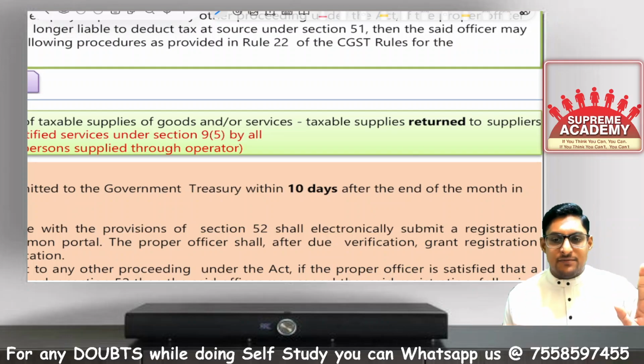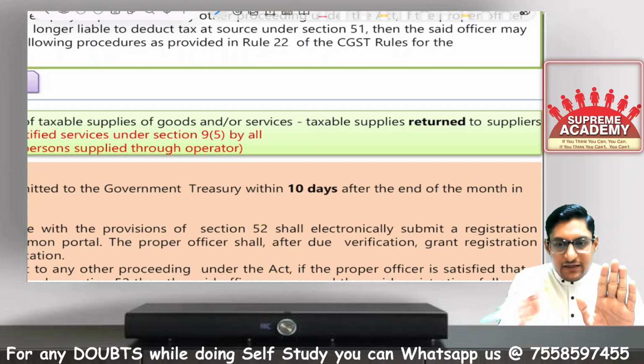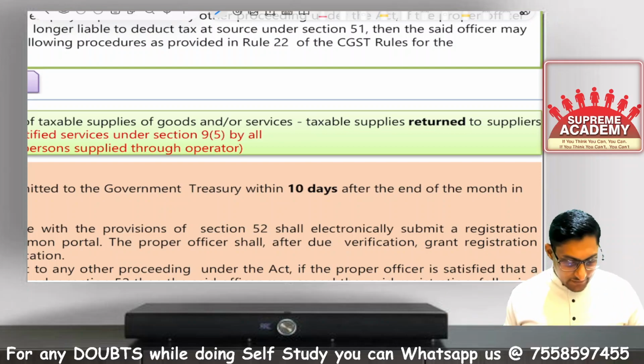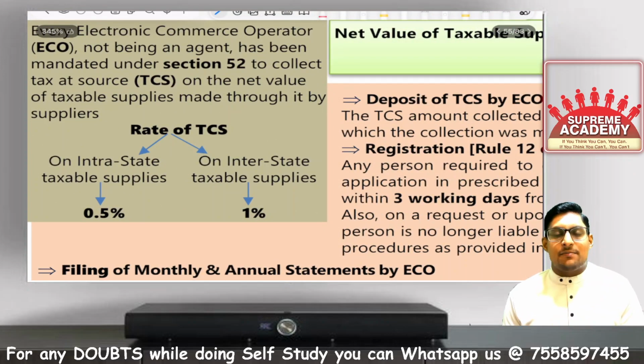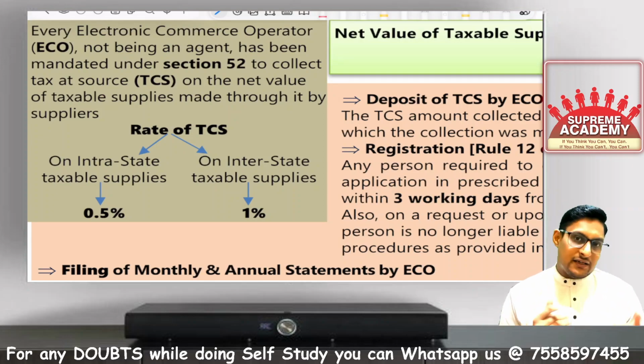What are the taxable supplies made minus the returned portion from the supplies? That will be your net value of taxable supplies. On this net value of taxable supply, you are going to apply the TCS rate and collect the amount. Here there is no threshold limit as in TDS.